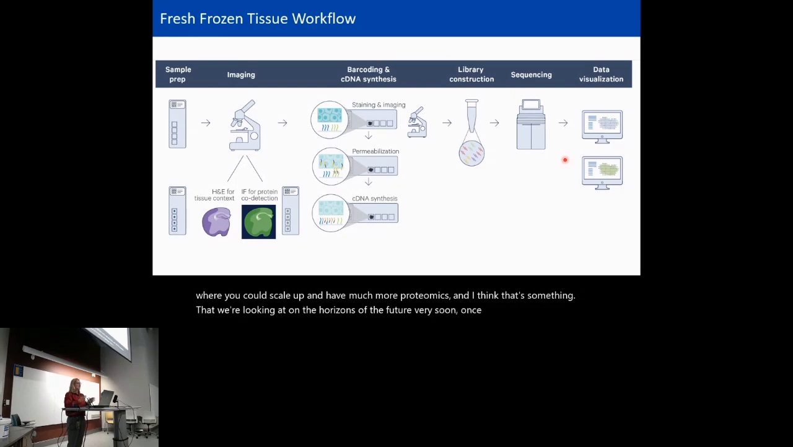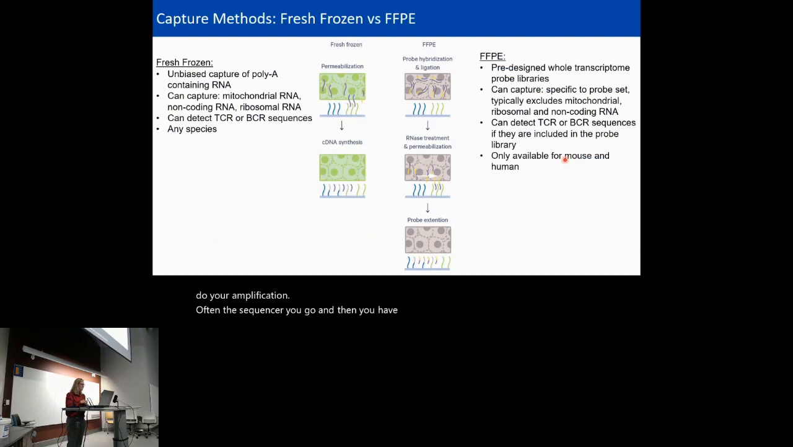Once you've stained and imaged, you permeabilize the tissue. And at that point, the RNA sort of floats gently down out of the tissue and sticks onto those poly-dT tails. And that is how it is captured. You do an on-slide cDNA synthesis step, and then from there, you can actually pull all of the cDNA off of the samples. They've all now been individually barcoded, as each sample is individually barcoded in that synthesis step. You can pool them together into one tube to make your libraries, do your amplification. Off to the sequencer you go, and then you have your data.